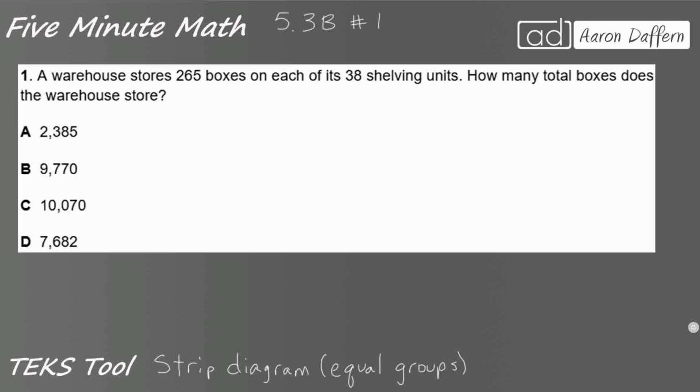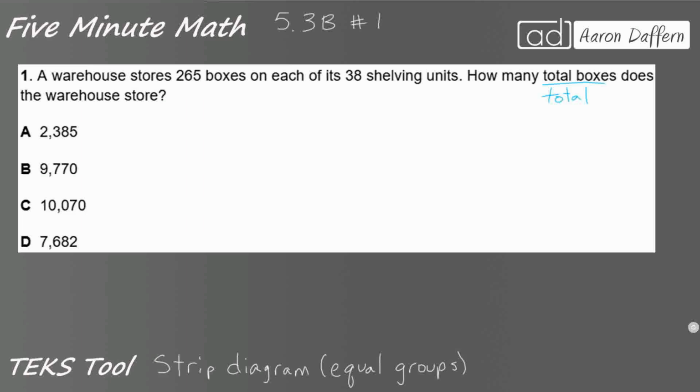So we have a warehouse with some boxes. We've got some shelving units, and we're looking for the total boxes. Before we try to figure out what operation we're going to use, let's see if we can figure out what type of problem this is. What I'm seeing here is it's asking us for a total. So we don't have the total. That means we're probably going to add or multiply. That's what you do when you're looking for the total.